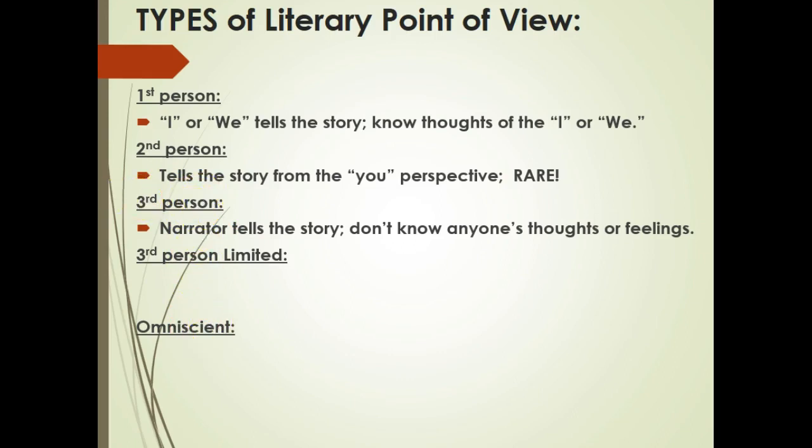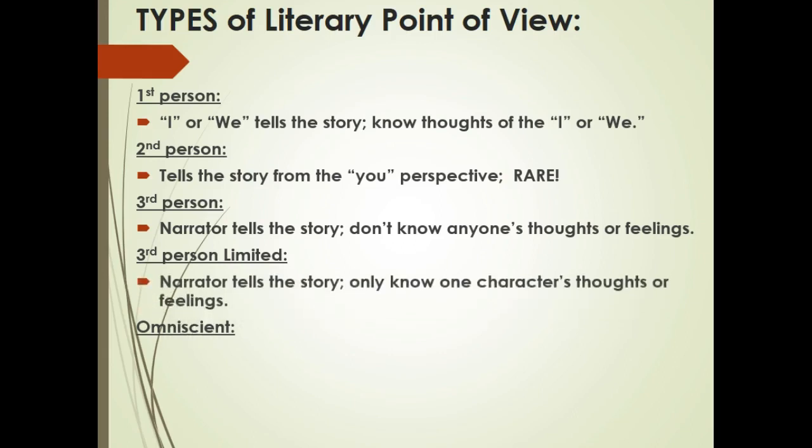So third person objective, you don't know anyone's thoughts or feelings. It might be like a textbook where it just tells you the events that happened, no judgments are in there. It could just be he said, she said, he said, she said. You're just giving information. You don't know anyone's thoughts or feelings. Third person limited, you still have a narrator telling the story, so it would say things like he said and she said, and you only know one character's thoughts or one character's feelings. So if there's multiple characters, you only know one character's thoughts. So limited means limited to one character.